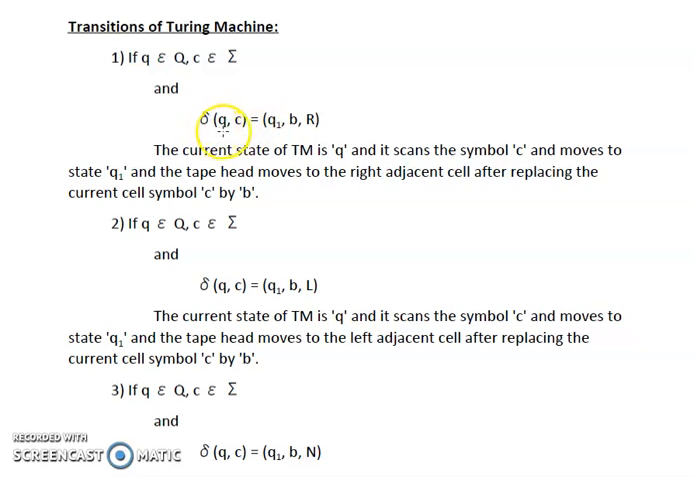So when we are on the state Q and we are reading the symbol C, then we will move to a new state Q1. And the symbol C in our input tape, or in our infinite tape, will be replaced by a symbol B. And the direction of movement is right. That means the head will move to the right adjacent cell of our infinite tape.